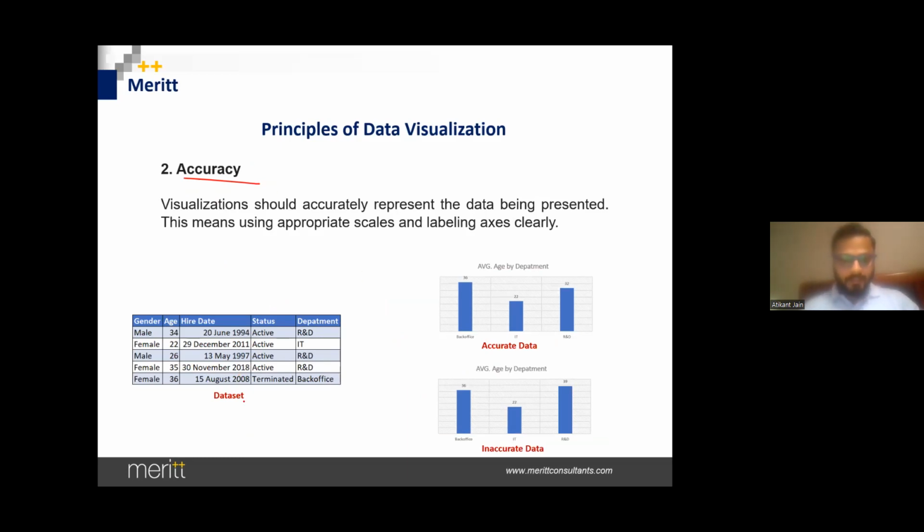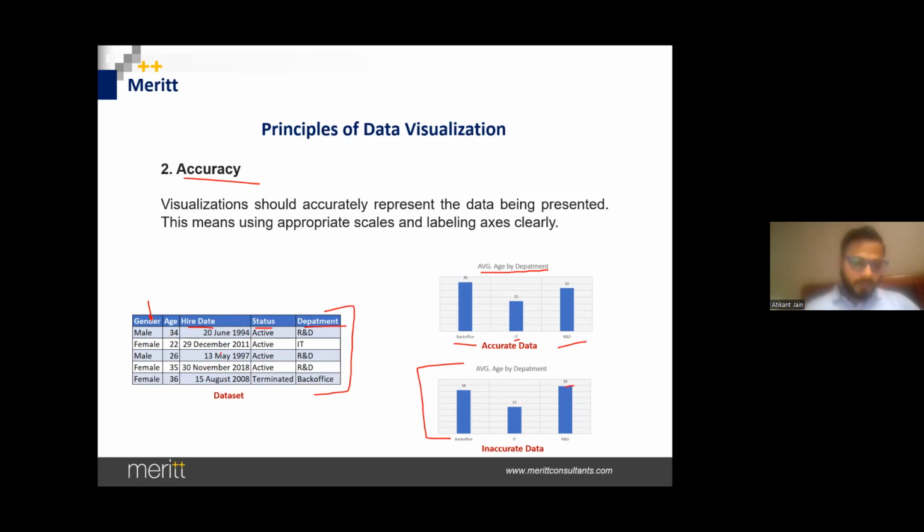So how can I see this? This is my data set, right? I have gender, age, hire date, then status, department. Now, what is my average age by department? Here, average age by department for back office is 36. For IT, it is 22. For R&D, it is 32. For back office, in this diagram, it is showing me 36. For IT, it is showing me 22. For R&D, it is showing me 39.